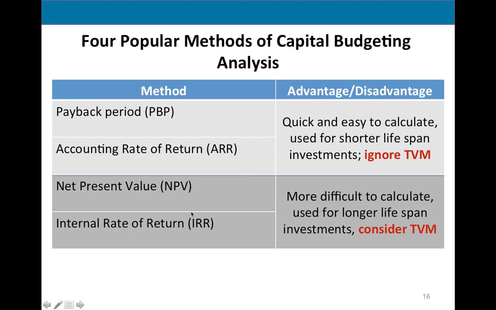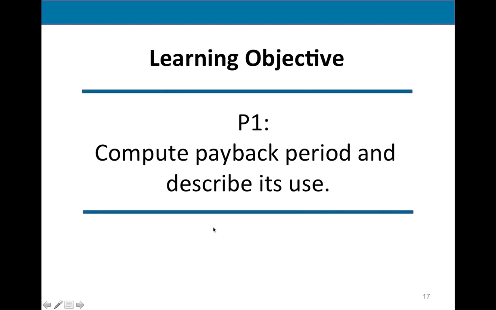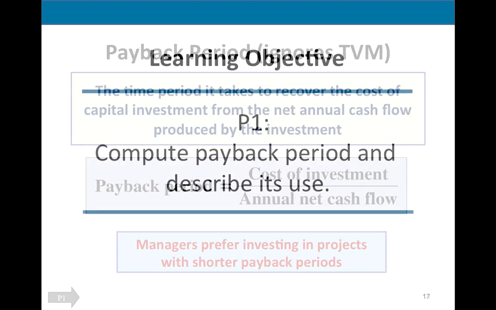The third and the fourth methods, they consider time value of money. We will be using the present value of annuity. We will be using the tables. These are more difficult to calculate. They're used for investments with longer period of life, and it's the net present value, or NPV, and it's the internal rate of return, or the IRR. So let's talk about the payback period first.